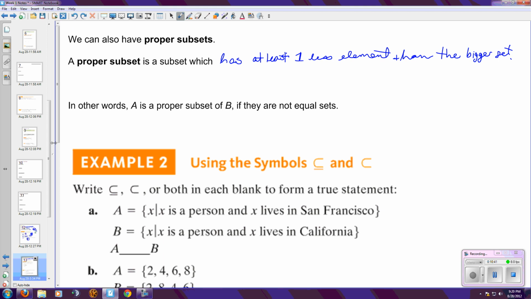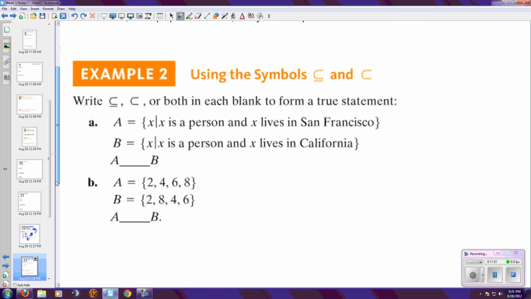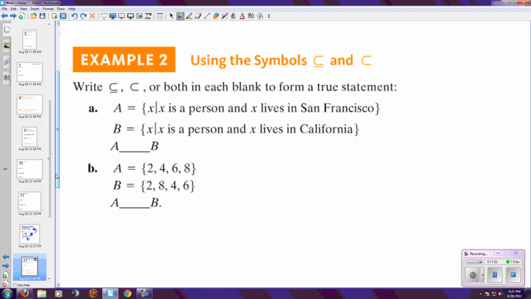So if A is a proper subset of B, there is no way possible that they can be equal sets. Even if something is a subset of one another, there's no rule. It's just that here we're trying to tie things together. So to be a little more specific, let's look at some examples.